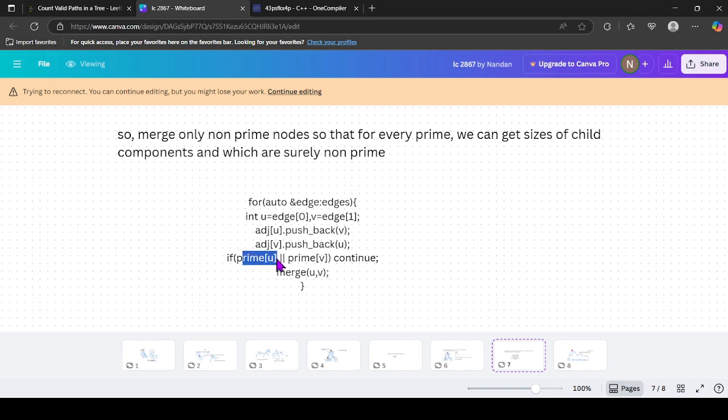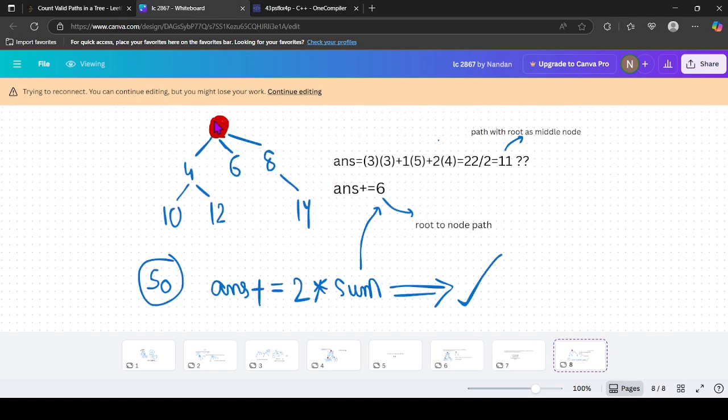So if the first node is prime or the second node is prime, just continue, because we are not going to merge this in the final DSU. And if both are non-prime, only then merge. So let's say this is the prime node and these are 4, 10, 12, all non-primes. So what will be the answer for this?